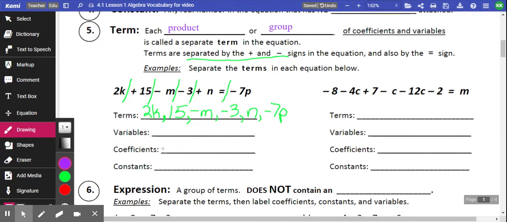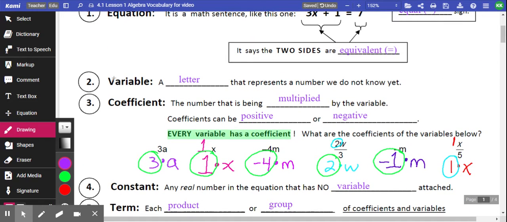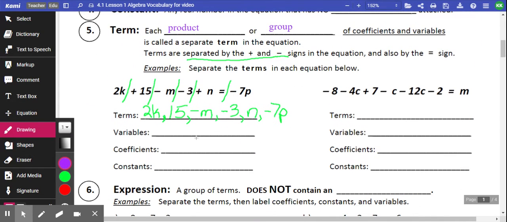Next, it asks us to find the variables. And if you forgot what a variable was, you can look back. The variables are the letters that represent the numbers that we do not know yet. So our variables are the letters. I have a K, I have an M, and we don't need the negative now because technically the negative 1 is the coefficient, not the variable. I have an N and I have a P. So those are my variables, K, M, N, and P.